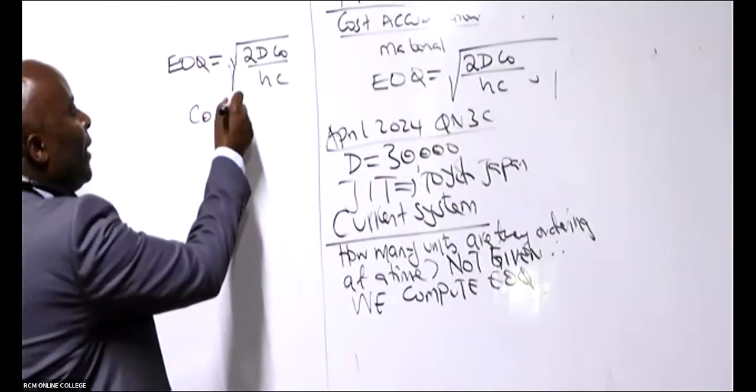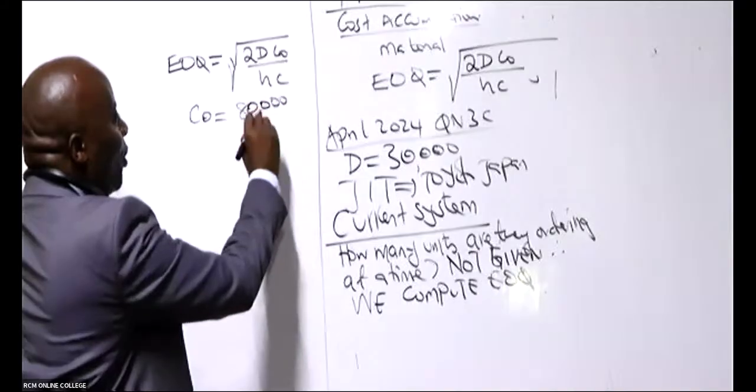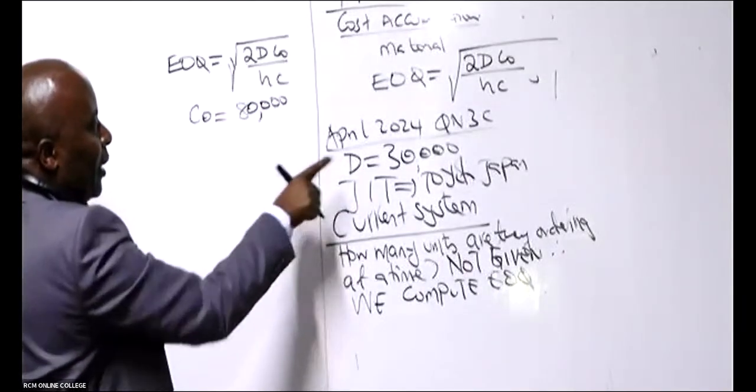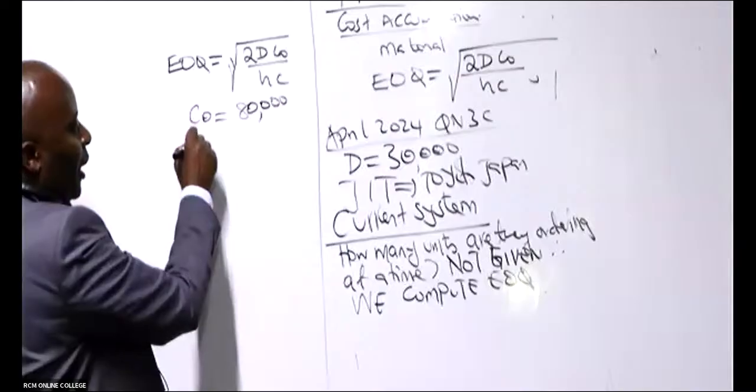So CO is 80,000. Annual demand, already we have gotten that as 30,000, isn't it? Yeah, so I can write it.